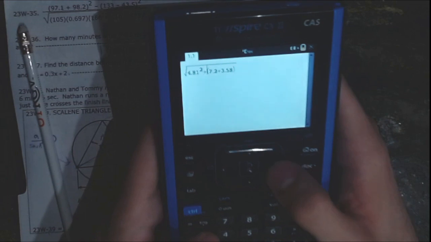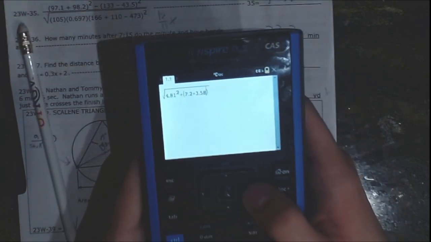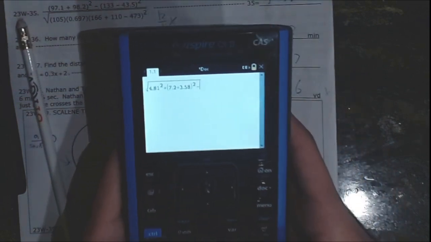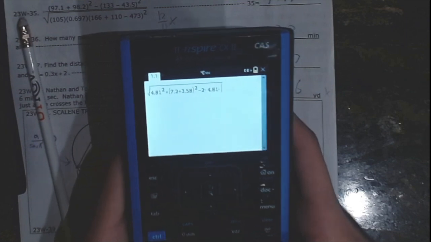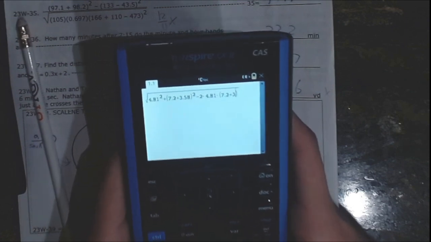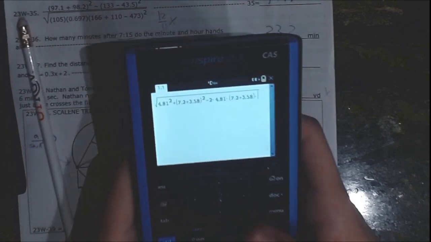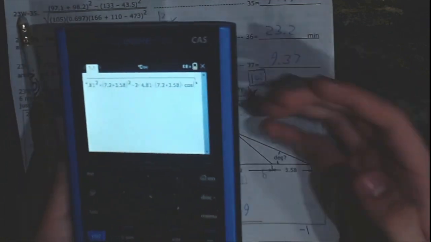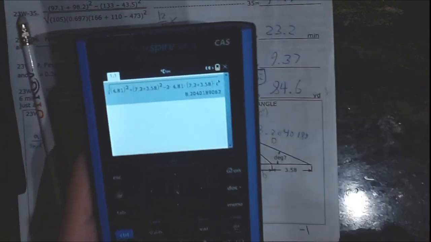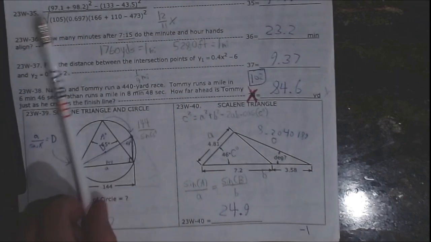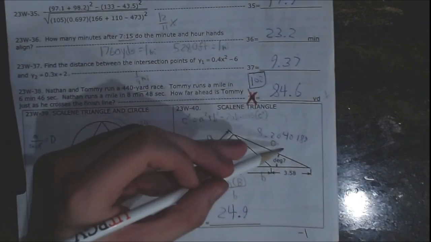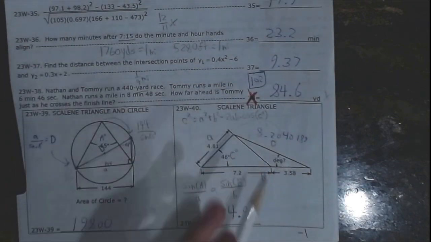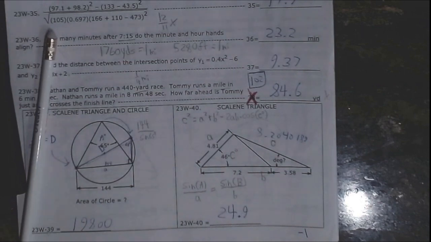We square those. Minus 2 times A times B times the cosine of my angle, which is 46. And I get about 8.2040, decimals. We'll just say 8.204.